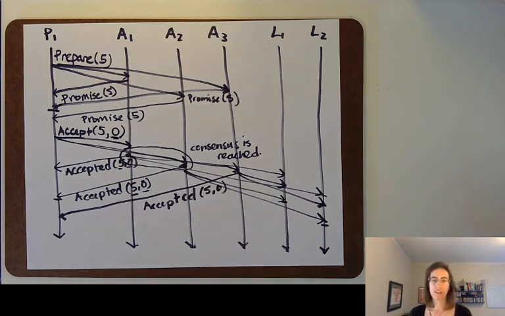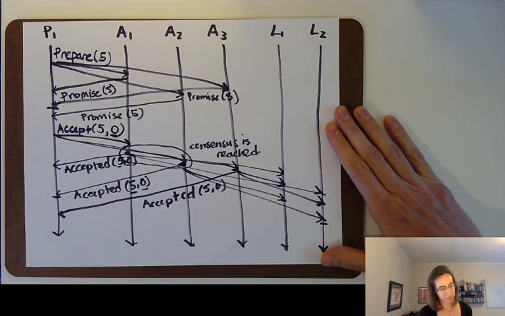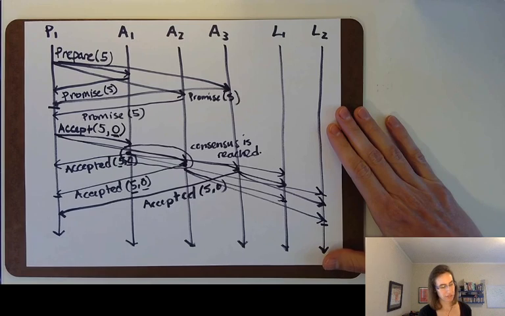Somebody just asked in chat, did she just draw an acceptor sending a message to other acceptors? So, okay, I have two questions here. One, why do you all talk about me in the third person? Why don't you just ask, did you just draw? But the answer to the question is no. There's no place where an acceptor is sending a message to other acceptors.